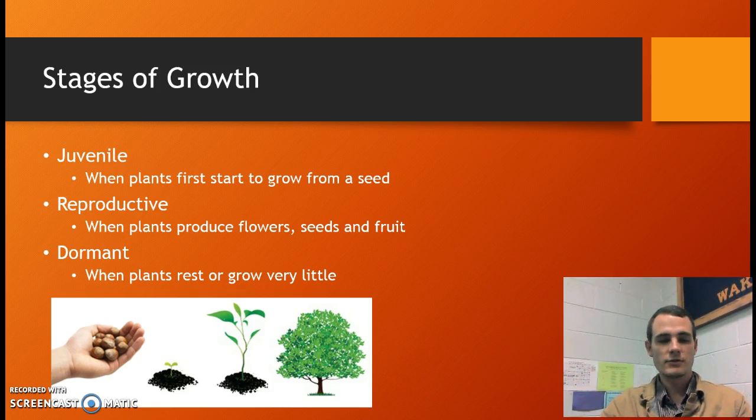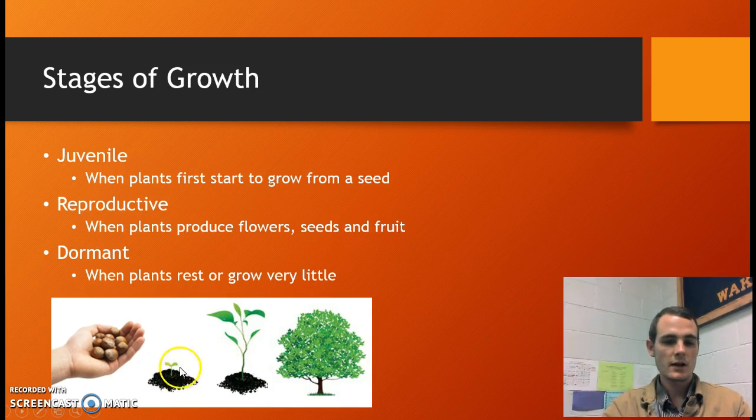So, stages of growth. There are three main stages of growth. It is the juvenile, referring to young. So it's when plants first start to grow from seed. You see the seeds right here in the image down here, and then you have the seed starting to grow, a young plant. And then you have reproductive. It's when plants produce flowers, seeds, and fruits.